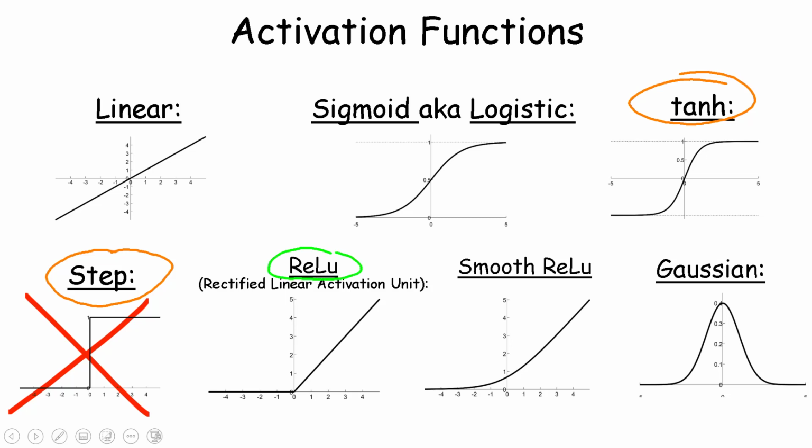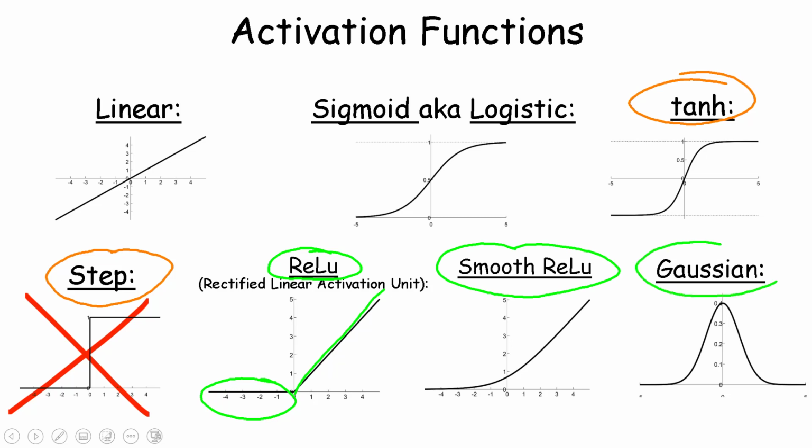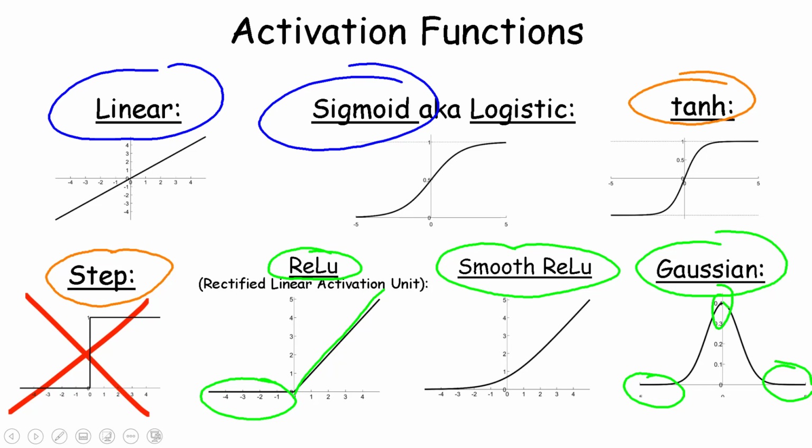Rectified linear unit function is zero for negative values and linear above zero. ReLU function is also non-differentiable at zero, but it has a nice feature that in a network of neurons, it allows some neurons to be inactive. There's a smooth version of the ReLU function that is differentiable. The Gaussian activation function has the property that it turns on for some samples that are close to its mean and stays off for others. Among these activation functions, linear and sigmoid functions are the most commonly used ones.